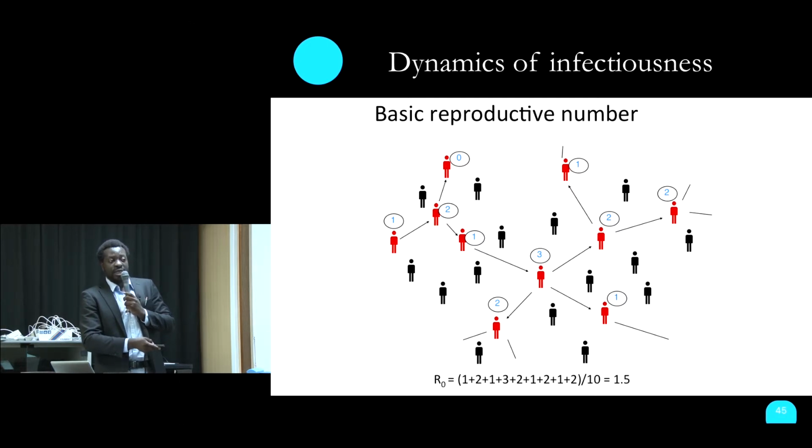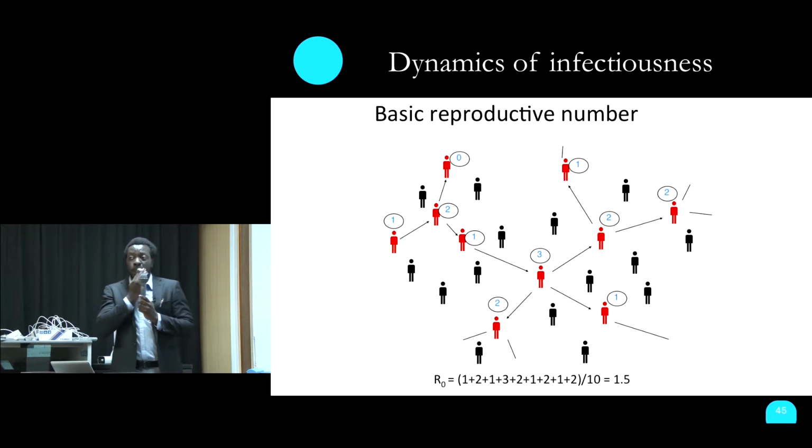And then when we take the average of that, we can have the basic reproduction number. For example, here it's 1.5. 1.5 tells you that the infection will continue on and on and on because it's more than 1 in this scenario here.